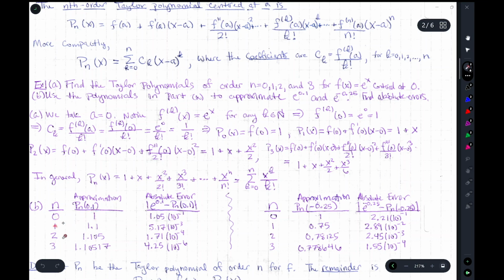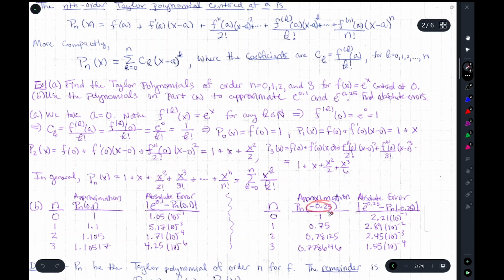But the nth, when n is increased, so say up to 3, so that we're using this function there, and we plug 0.1 into this function here, we get that value. Okay. If we compare this with the actual value of e to the 0.1, and we subtract those two and take the magnitude, well, we get 4.25 times 10 to the minus 6 when we just take 3 terms. So it's a pretty good approximation for many purposes.